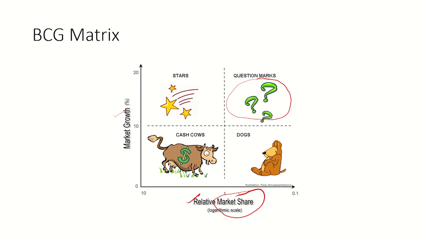Now, what is question mark? Question mark is for those products whose growth rate is good. They are growing every day. They are acquiring good market share. But as of now, they do not enjoy great market share. So such products fall in the question mark quadrant of the BCG model. We will move on to the next quadrant.